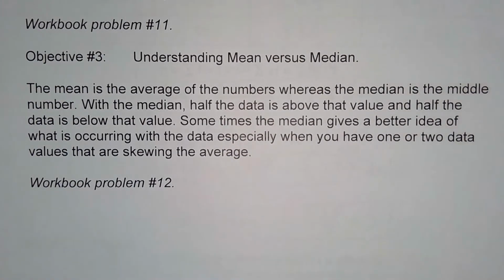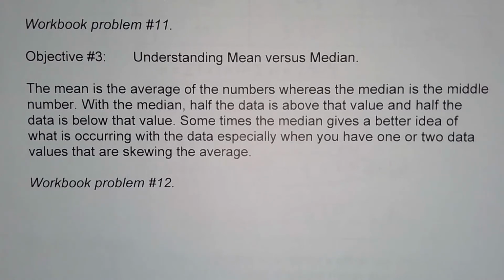All right, the last thing we're going to look at in this section, section 9.2, measures of central tendency, is to understand the difference between the mean and the median. The mean is the average of the numbers, whereas the median is the middle number. With the median, half the data is above that value and half the data is below that value.